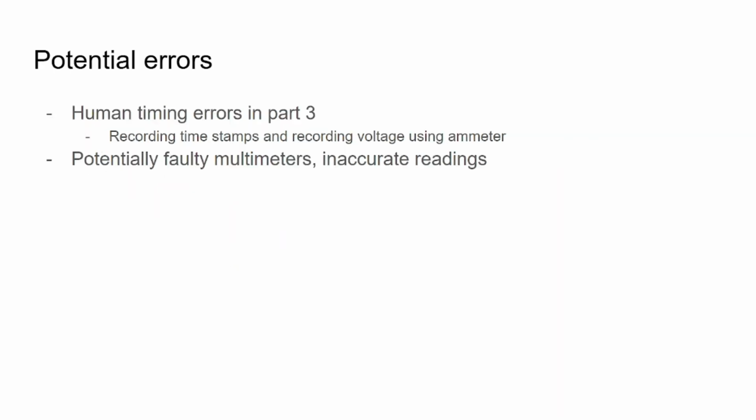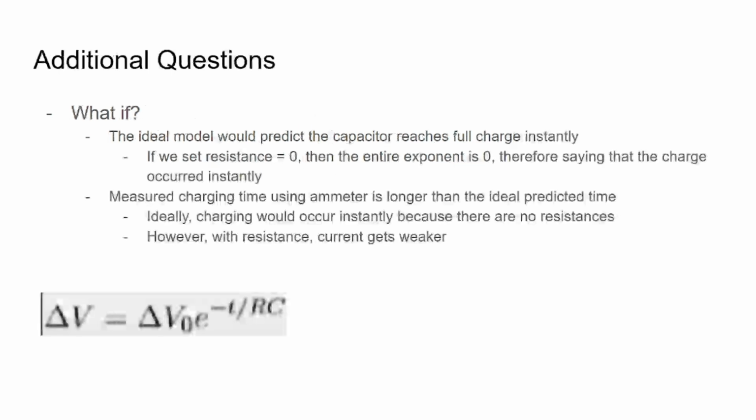So here are some potential errors we made in the lab. Human timing errors in part 3, including recording timestamps and recording voltage using the ammeter. Our reaction may not be exact as to when the light bulbs are charged and discharged. And we could have incorrect voltage readings, either due to incorrect placement of the pins or potentially faulty multimeters, which contribute to inaccurate readings.